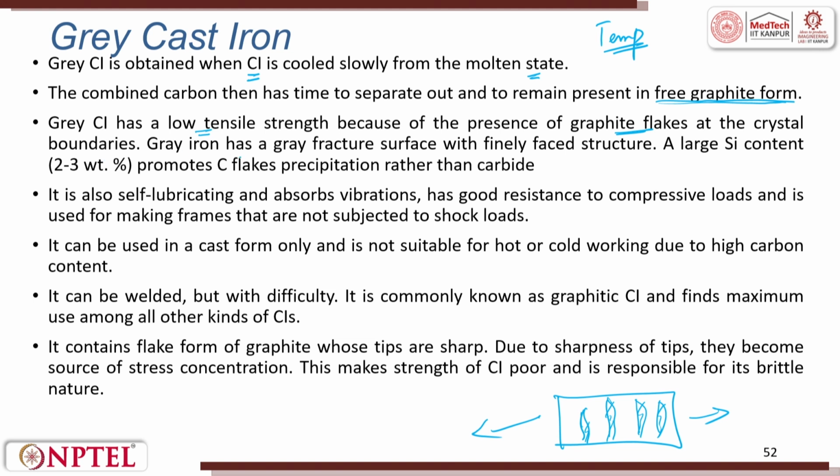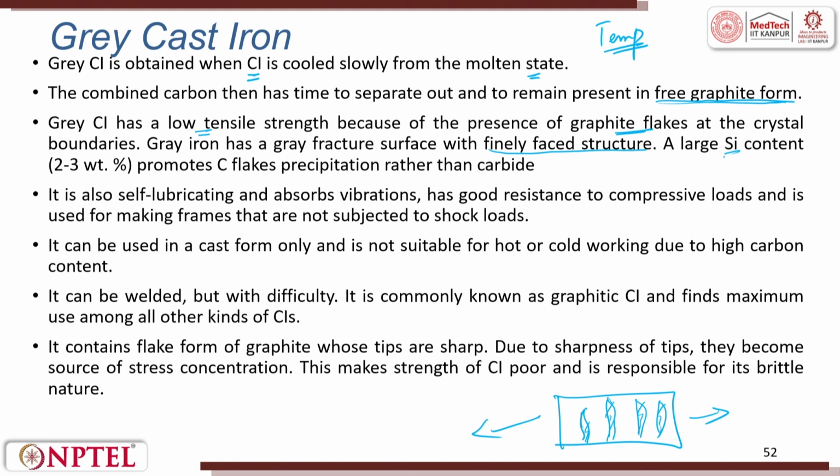The grey iron has a grey fracture surface. When you break it, it gives a grey color. So, that is why it is called grey cast iron. It has a grey fracture surface with a finely faced structure.